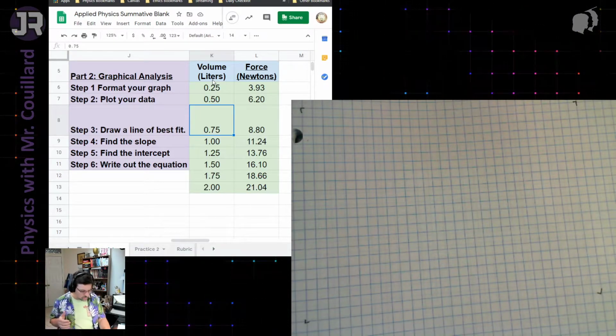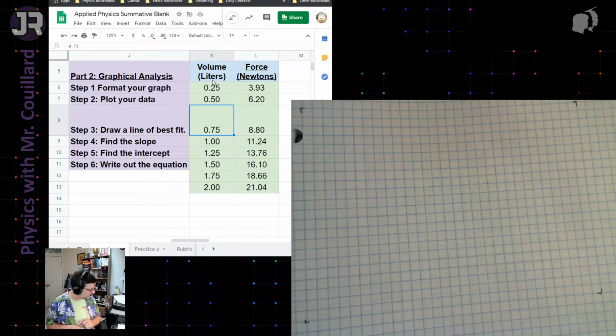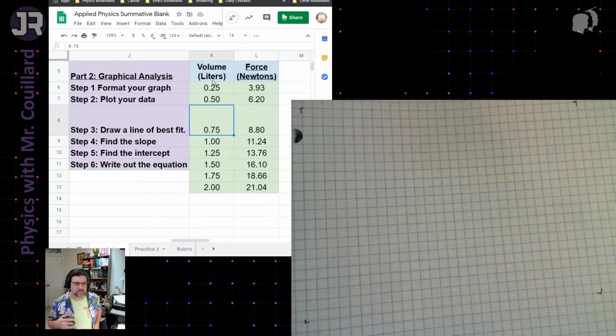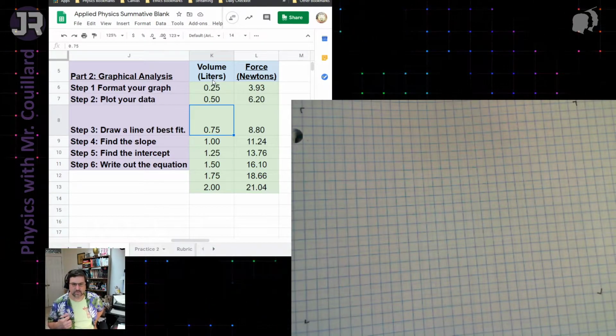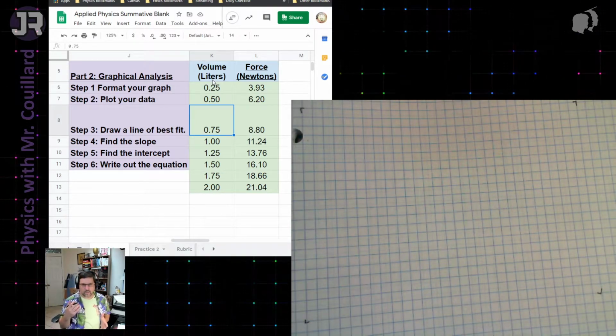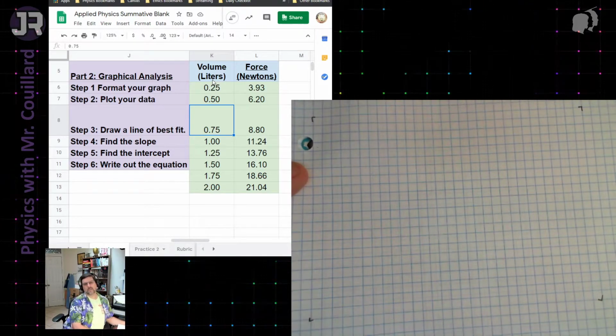So I'm going to do this graph on paper because I want to make sure that everybody knows how to do it on paper. If you understand how to make a graph by hand, then I think you can easily translate that into a digital app like Desmos, or creating a chart on the spreadsheet. So I want to start with just good old-fashioned graph paper.